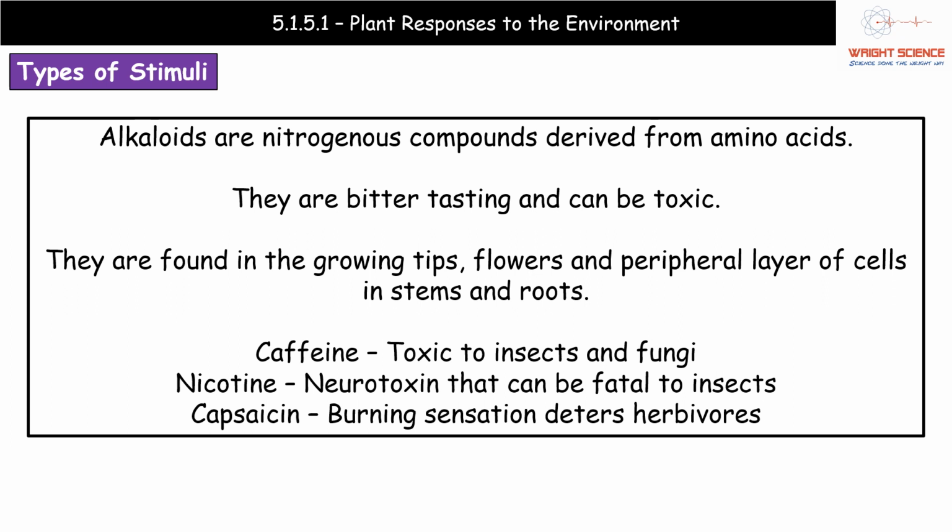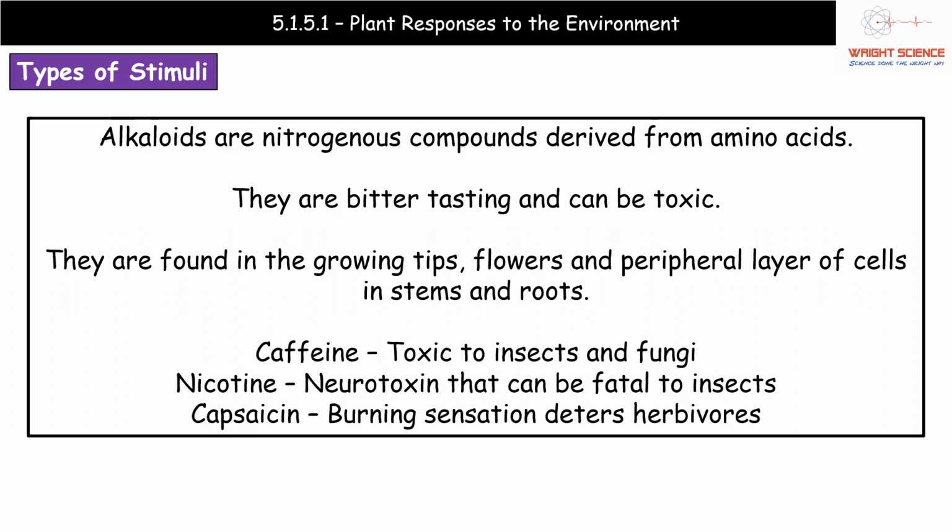So what we tend to find is those particularly little tasty morsels, the little tips that are growing, the flowers, and the bits that are likely to come into contact with creatures planning to munch on a plant around the edge of those stems and roots, they've got these alkaloids present, which means, again, when they take a little nibble, they're going to get that bitter taste and be put off from continuing to attack that plant.